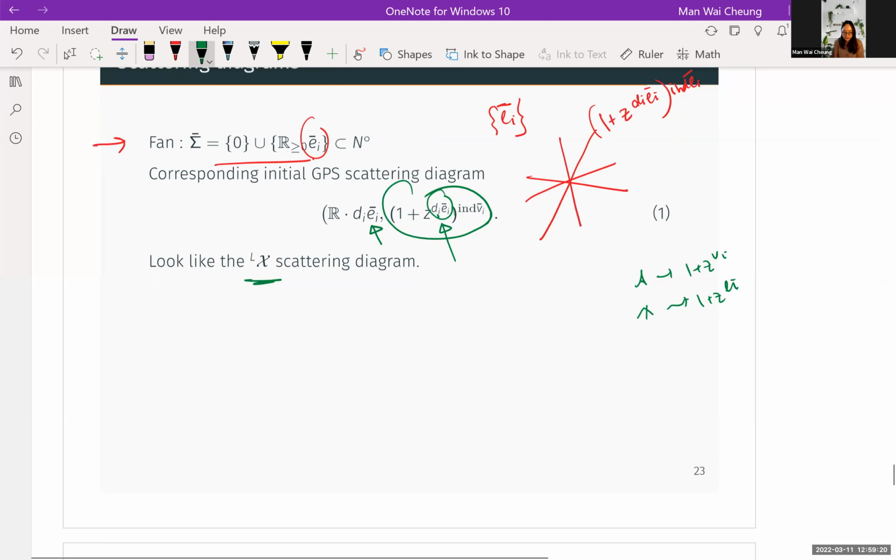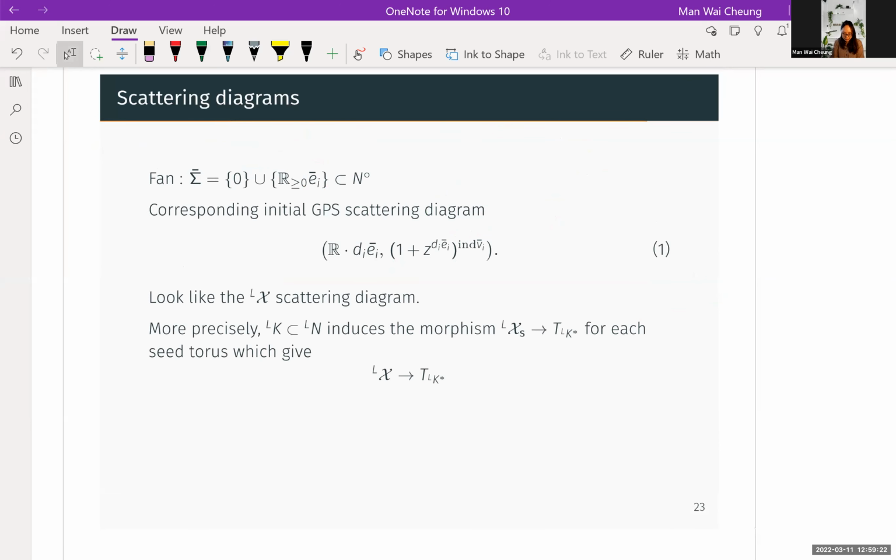But more precisely, because we are in the rank 2 case, what we actually have is, on the A side, the kernel K lies inside N. On the other side, we have the Lagrangian K also lying in the Lagrangian of N, which induces a morphism from X to K. And that means we can see the X cluster variety as a family over the torus.